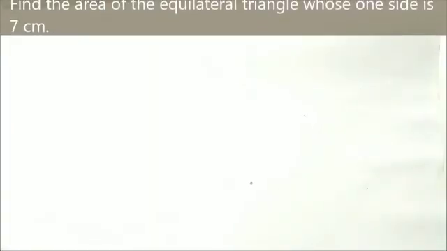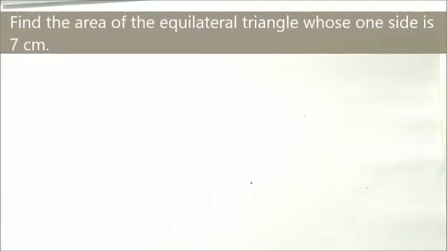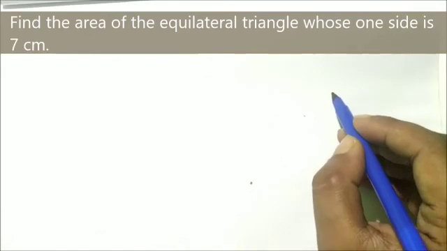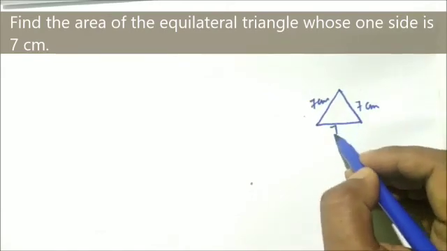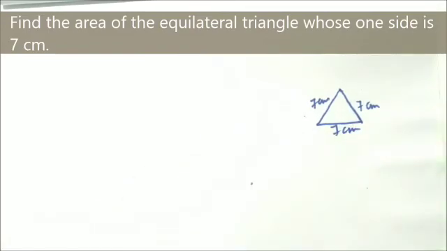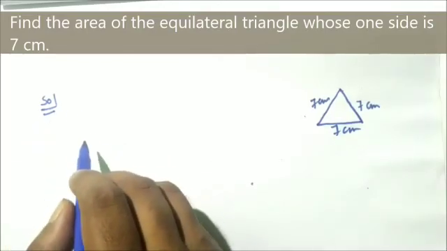So I was thinking to solve one more question in front of you, so that things become easier to understand. The next question, you see: find the area of the equilateral triangle whose one side is 7 centimeter. The equilateral triangle is given, and one side is 7 centimeter. That means all the sides are 7 centimeter, since it is an equilateral triangle. And we know the formula. What is the area of an equilateral triangle? Area of an equilateral triangle was root 3 by 4 a square.